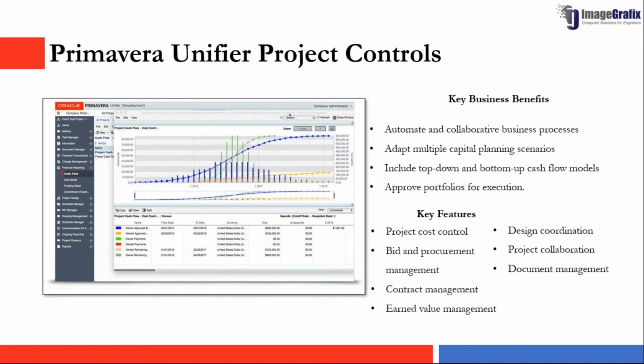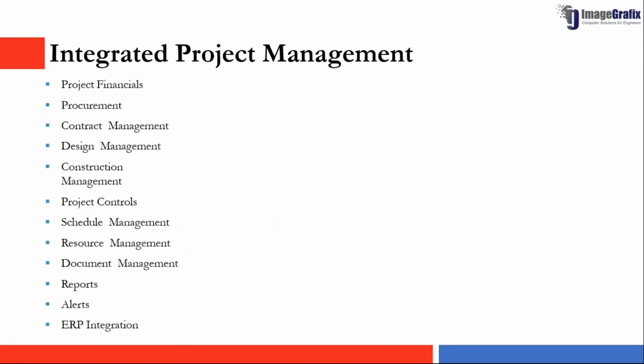completely configurable platform where you can digitalize and automate all your project-related business processes, and you can create your own business process based on your project requirements as well as your organization requirements. And it also has portfolio management. We can do portfolio management, you can do your contracts, project cost control, bid procurement management, value management, design coordination, and document management. So all these things can be done using Primavera Unifier project cost controls, right?